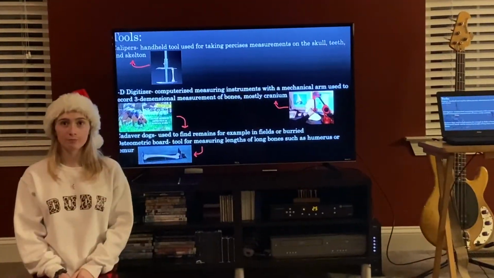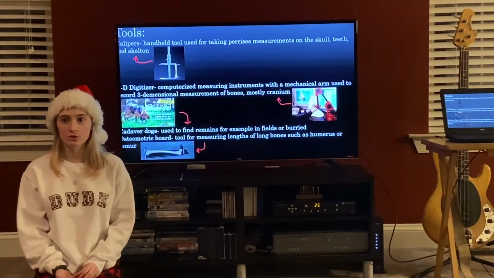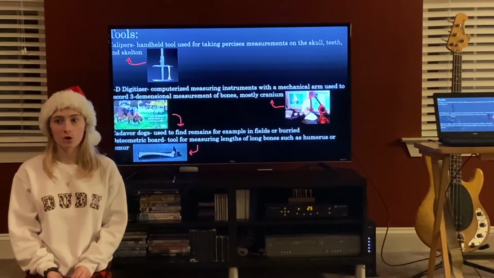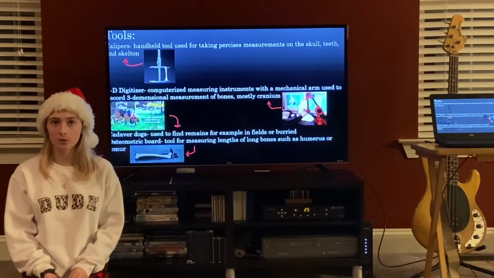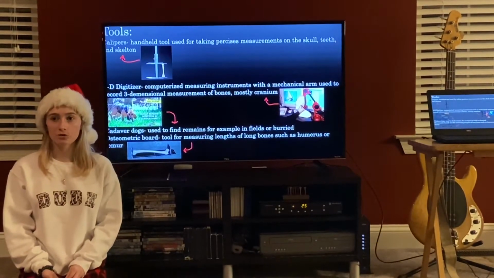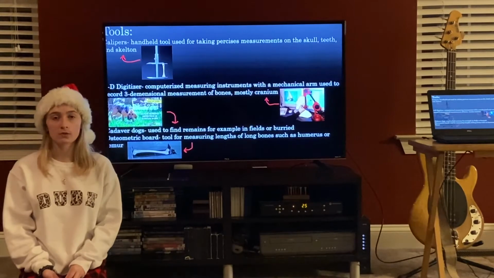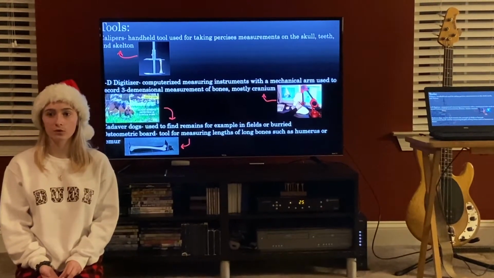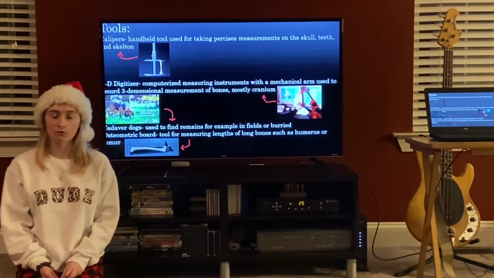Tools, Part 1. Tools include calipers used for precise measurements of the skeleton, as well as cadaver dogs used to find remains, for example, in fields or buried down. Osteometric board used to measure long bones like the femur. And 3D digitizer used for 3D measurements of bones, mostly for the cranium.